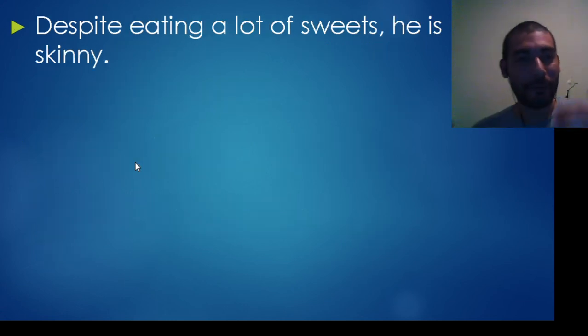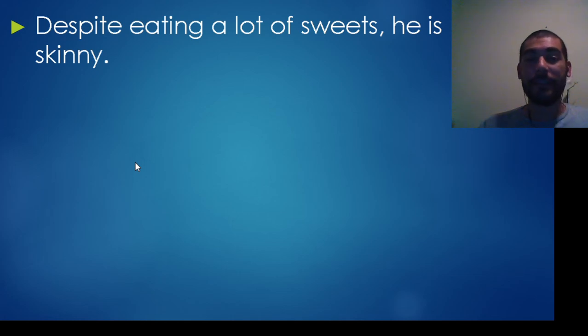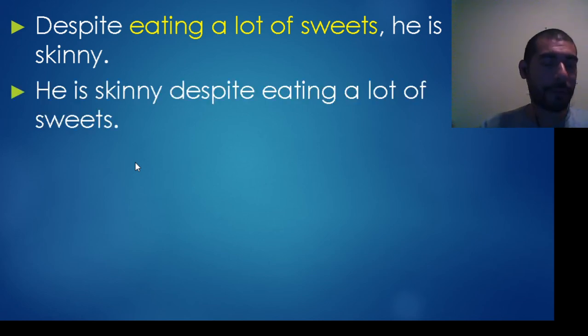Let's go on to more examples. Despite eating a lot of sweets, he is skinny. Here we're using a gerund phrase, right? We're using an ing verb as a noun. And you can totally do this. You can always flip them if you want. He is skinny despite eating a lot of sweets.